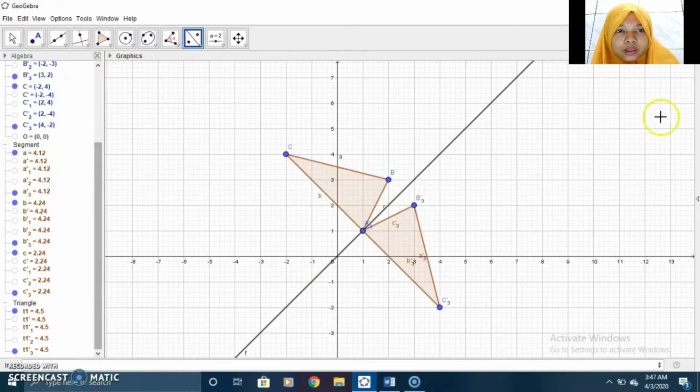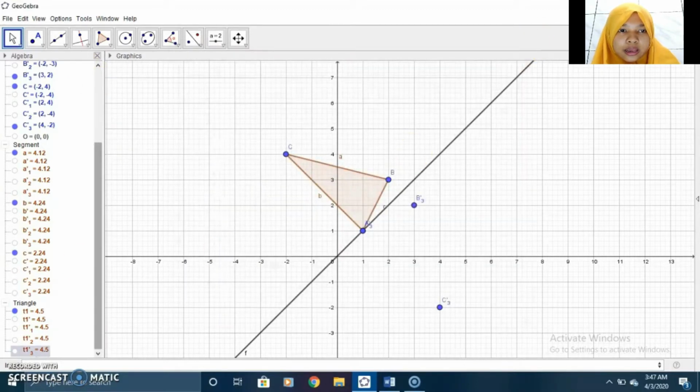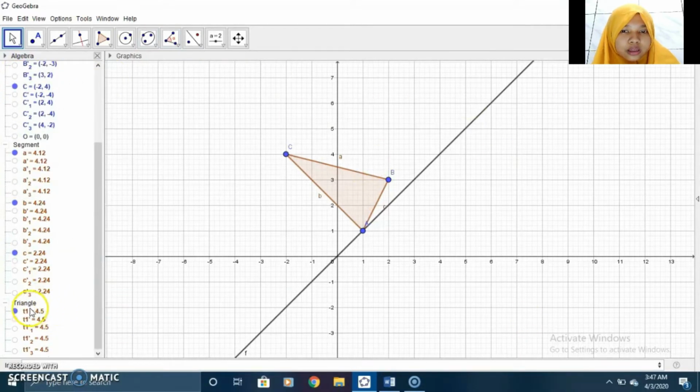Okay, now we unhide all the items of A3', B3', and C3' by unshowing the objects. Okay, and hide all the items A3', B3', and C3', and also the line.